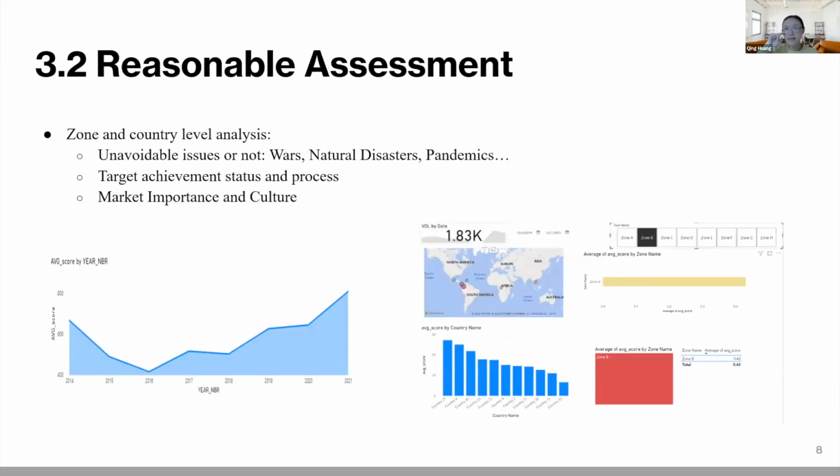And then for the second step, as we mentioned, not all the abnormalities are caused by channel stuffing. So here we need to do the subjective evaluation.